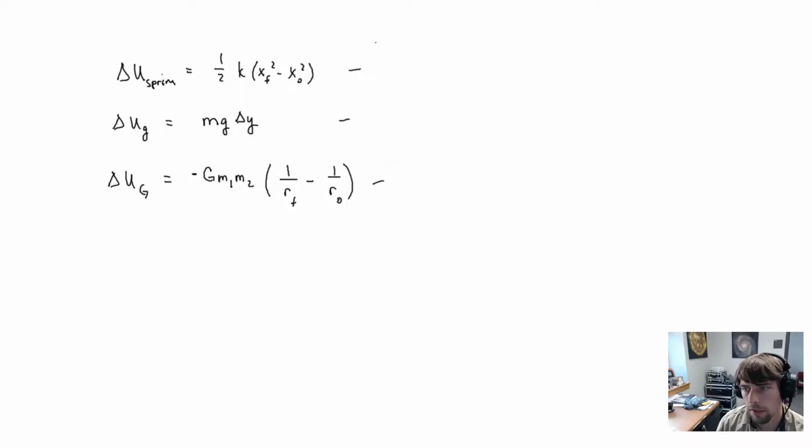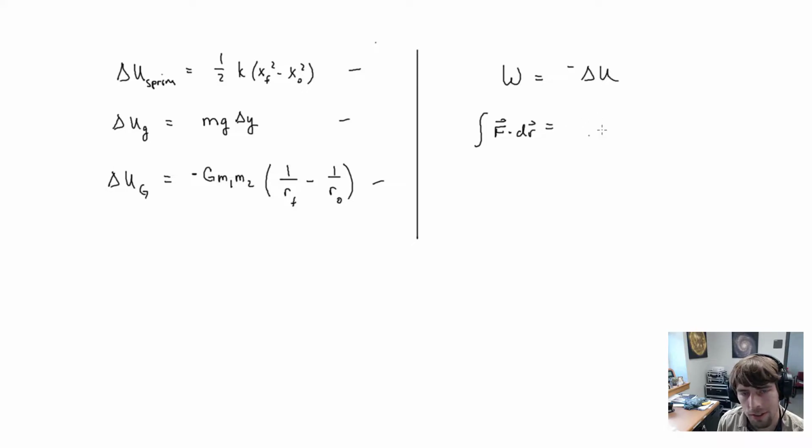Now, the other piece that I'll point out to you, it's not by accident. You say, well, gee, Greg, these look an awful lot like the forces. And if you remember how we got these in the first place, we were essentially setting the work equal to the negative change in potential energy. Of course, work is defined as the integral of F dot dr, which equals negative dU.